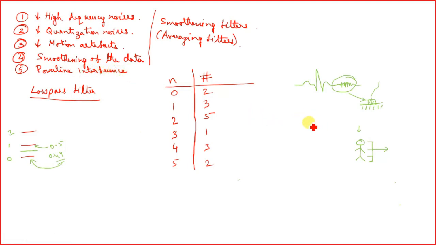What is a power line interference? What do you mean by power line interference? Sir, as these are electrical or electronic components, they are connected with a voltage source. So the interference due to the frequency of that source, like in India we have a 50 hertz source, so that is power line interference. Okay, good.